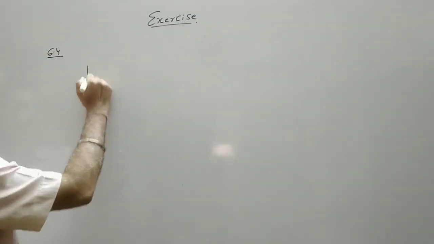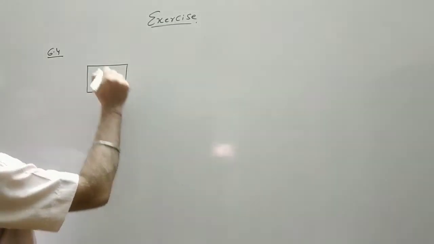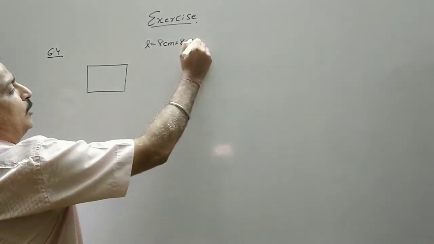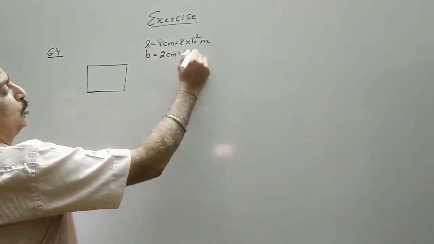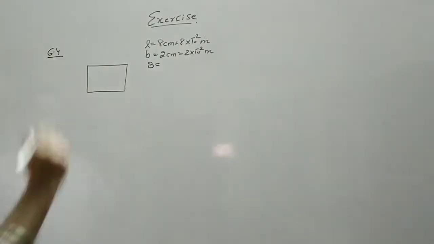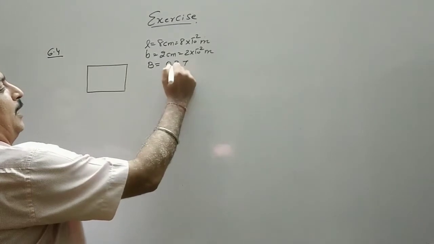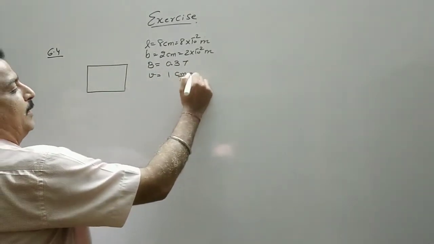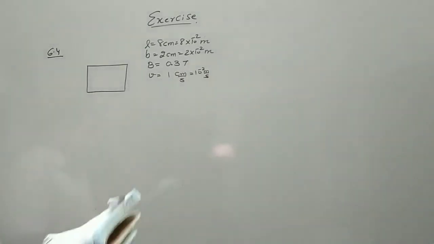So we have a rectangular loop of length 8 centimeter, that is 8 into 10 raised to minus 2 meter, and breadth is 2 centimeter, that is 2 into 10 raised to minus 2 meter. This loop is taken out from the magnetic field of magnitude 0.3 Tesla. The loop is moving out with a speed of 1 centimeter per second, that is 10 raised to minus 2 meter per second. We have two cases.